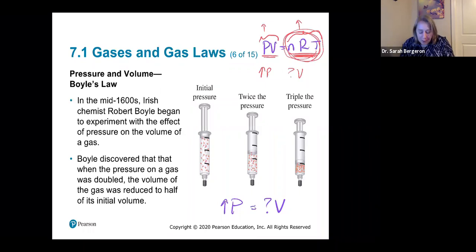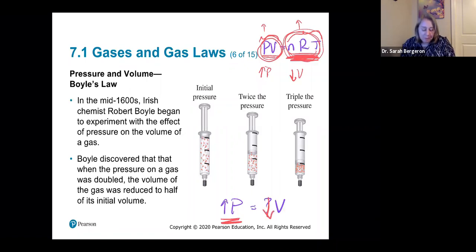Well, if I want this side of the equation to still equal this side of the equation, then my volume is going to have to do the opposite of my pressure. So my volume is going to have to go down. And that's exactly what we saw. We increased pressure by pushing on the plunger, and so volume went down.